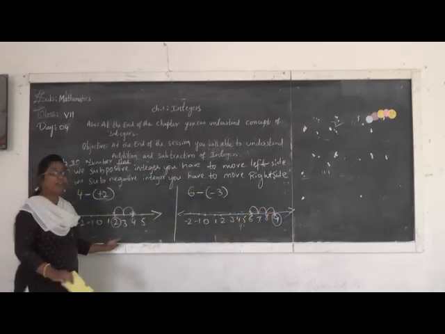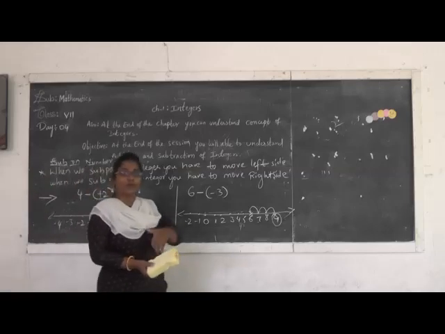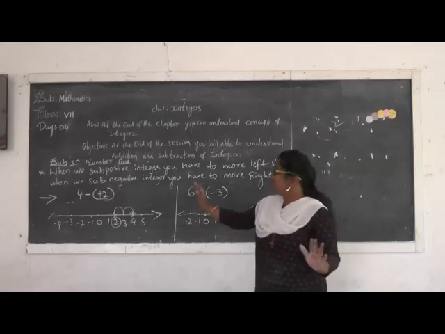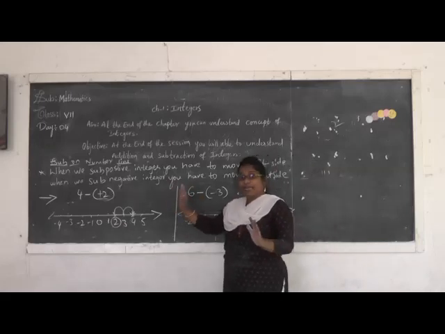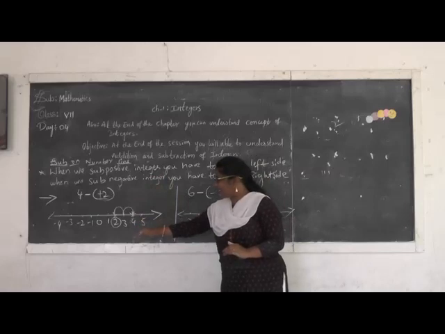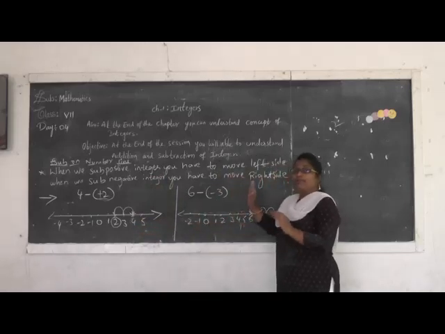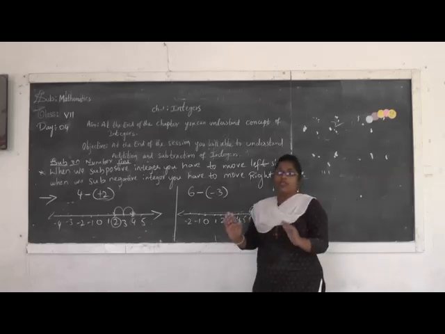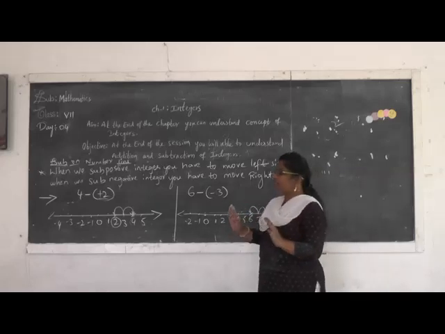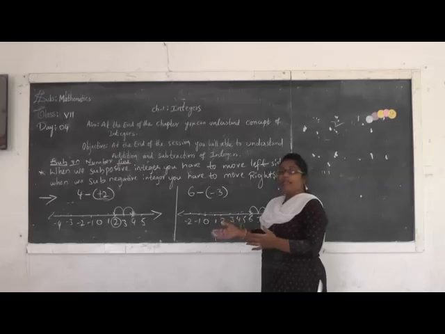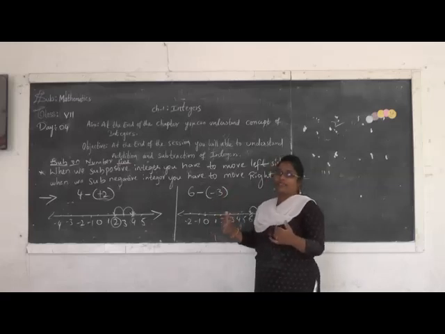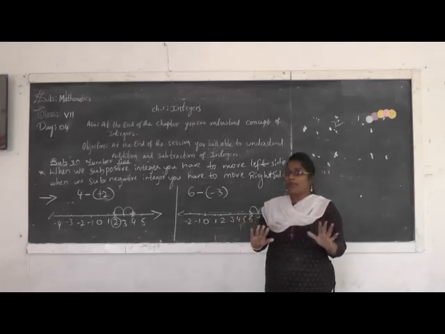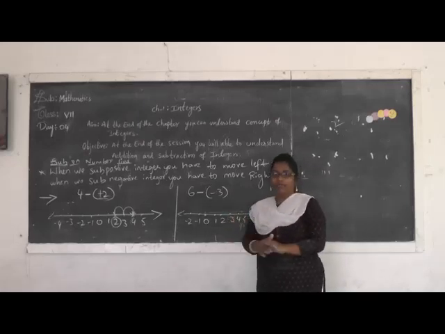So here it is very simple. When we are adding a positive integer, we should move right side. When we are adding a negative integer, we should move left side. When we are subtracting a positive integer, we should move left side. When we are subtracting a negative integer, we should move right side. So I think by this you are able to understand how to represent the integers on the number line, as well as how to add and subtract integers on the number line. In the next class we are going to solve problems based on this addition and subtraction on the number line. Thank you.